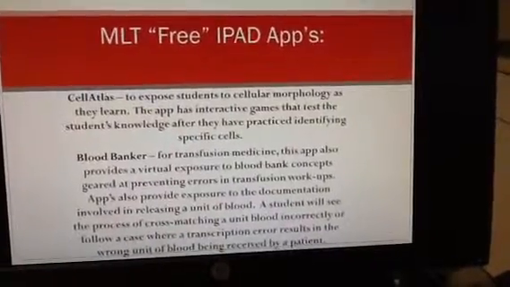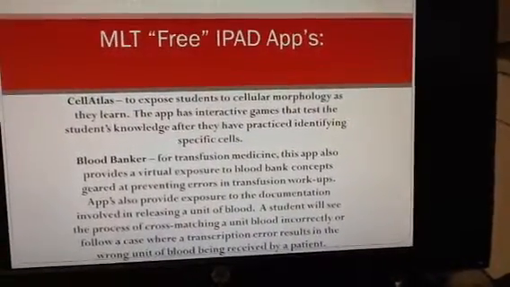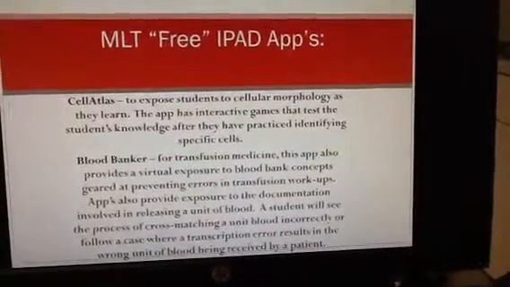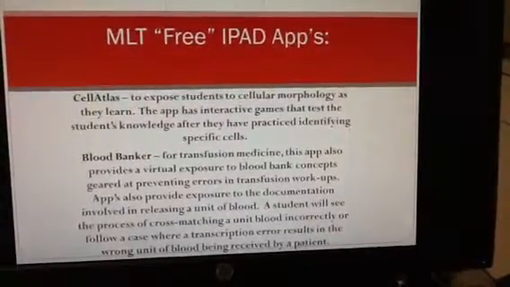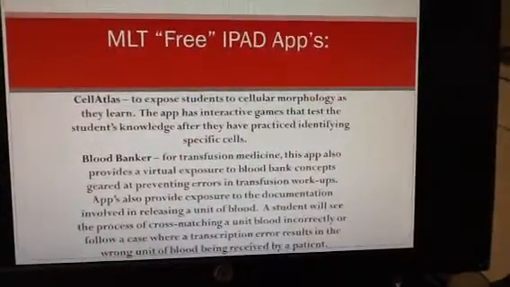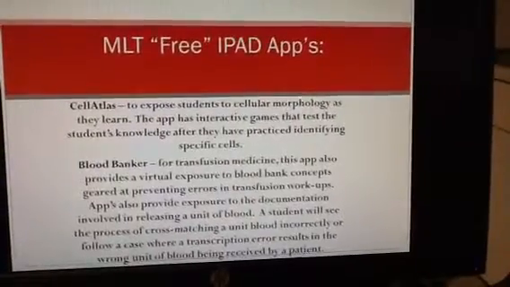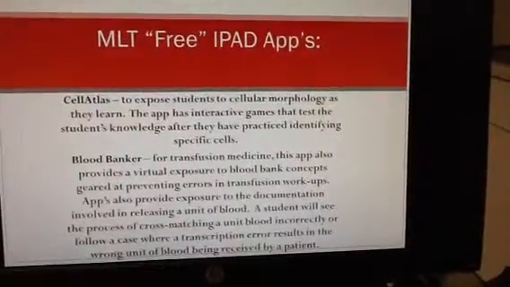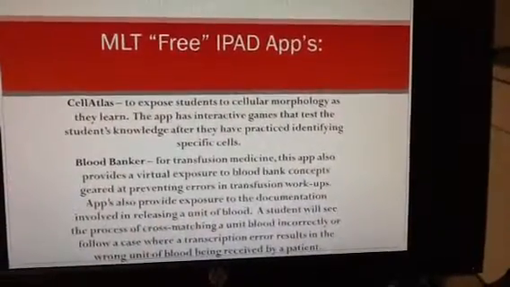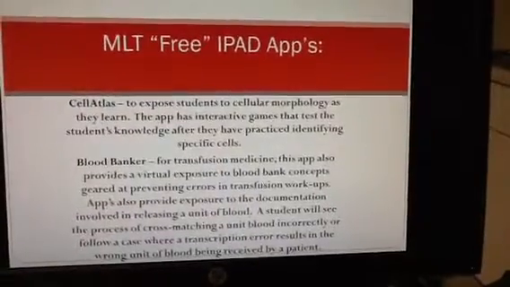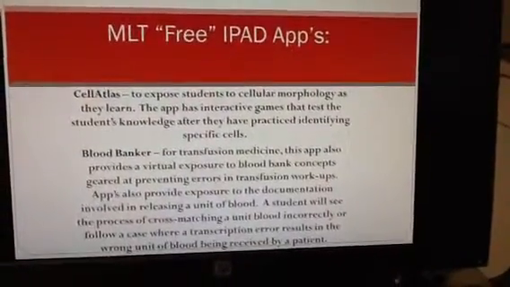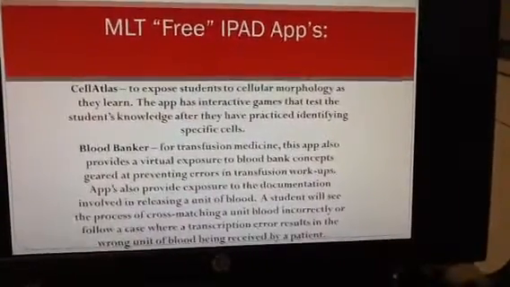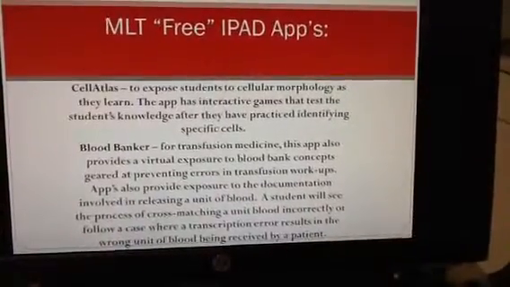Cell Atlas was the very first app that we used, and that exposes students to cellular morphology as they learn. The app has interactive games, and the great thing, a common thread through these apps, is that you're able to assess through some fun ways things that we weren't able to do previously. In addition, Cell Atlas was developed by a manufacturer of a hematology analyzer, so the visuals that the students are seeing in the app are what you're going to see on actual lab equipment.